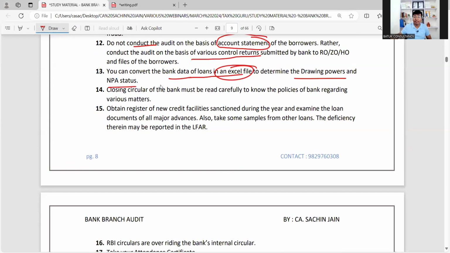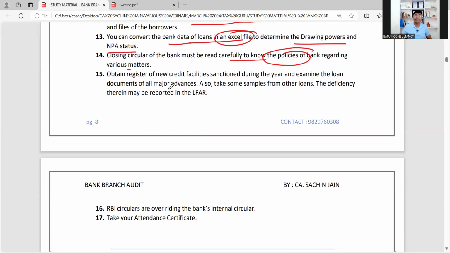The closing circular of the bank must be read carefully to know the policies of the bank regarding various matters. Okay. Obtain the register of new credit facilities sanctioned during the year and examine the loan documents of the major advances. Also take some samples from other loans. The deficiency may be reported in the LFAR, because it is not possible to check each and every file.